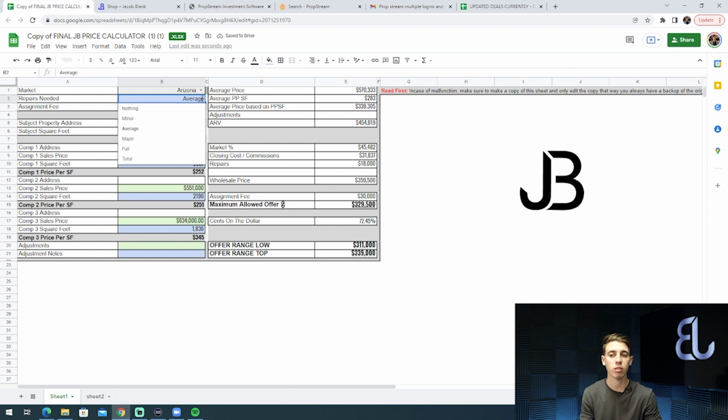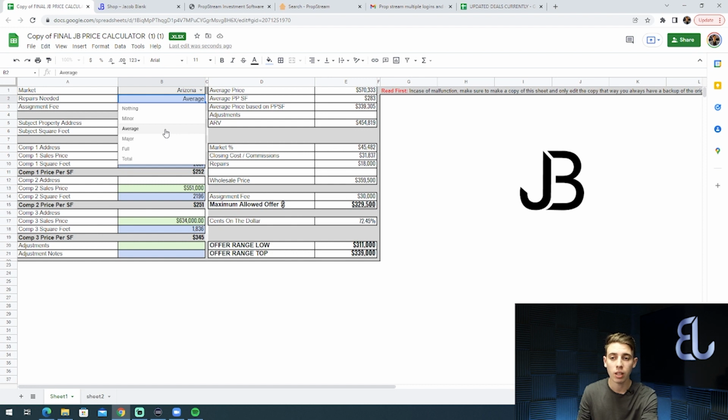Now how much repairs does the property need? This drop down is going to calculate all the repairs for you. Let's say it didn't need much work, then you would want to do the square footage times $10 per square foot. Let's say it needed a good amount of work, $25 times the square footage. Let's say it needed a full remodel, $30 to $40 times the square footage would equal your repair cost, and this automatically does it for you.